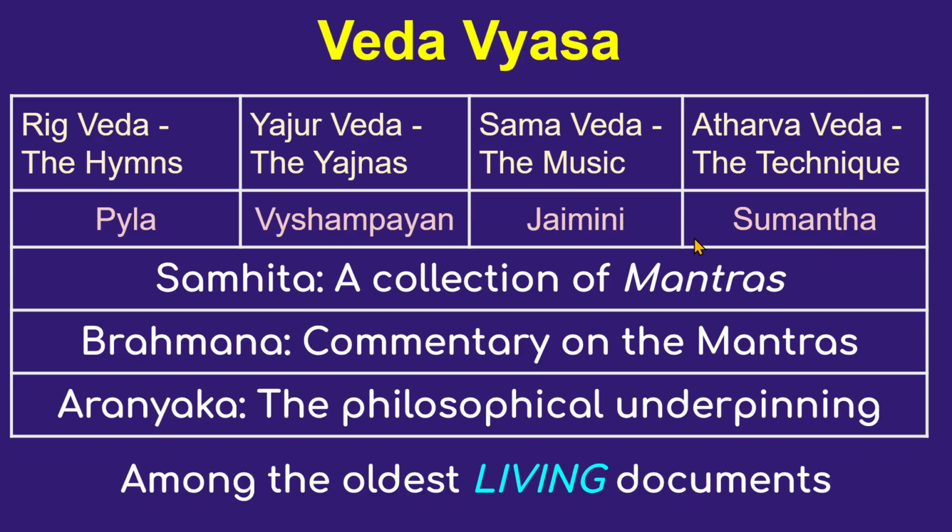Now, Vedas contain a collection of mantras, and that's called a Samhita. All of the Vedas have that. Added on top of the Samhita, there is a layer called Brahmanas, which is a commentary on the mantras, and it tells you what exactly it means, what it meant when it was first written, and so forth. And then there are the Aranyakas, which describe the philosophical underpinning of the Vedas.